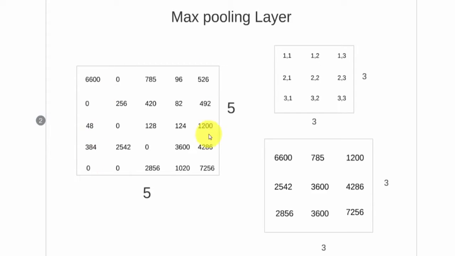So let's say this is one sample activation map which has 5 by 5 dimensions. For a max pooling layer, you're going to take the biggest number in a specific region, right? This region can be decided by you. It could be a 3 by 3 area, or a 2 by 2 area, or a 4 by 4 area. In this 3 by 3 area, the highest number is 6600. So that's what we're going to get here, 6600.